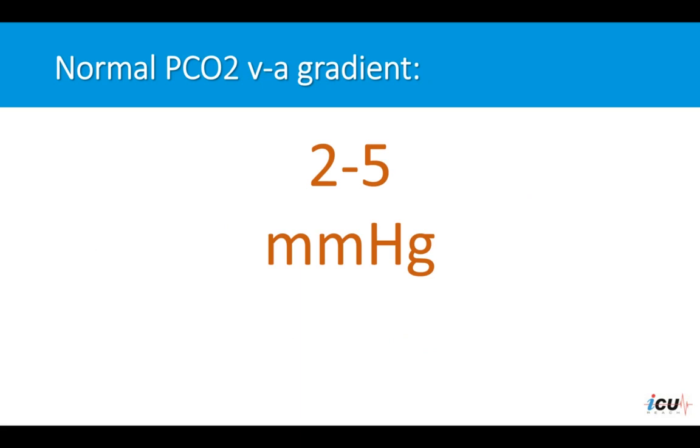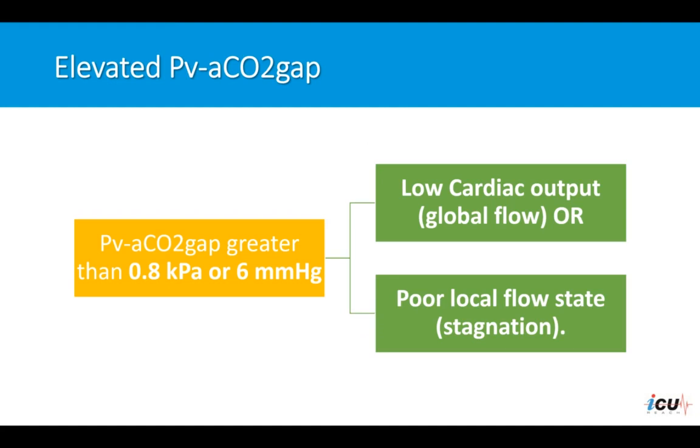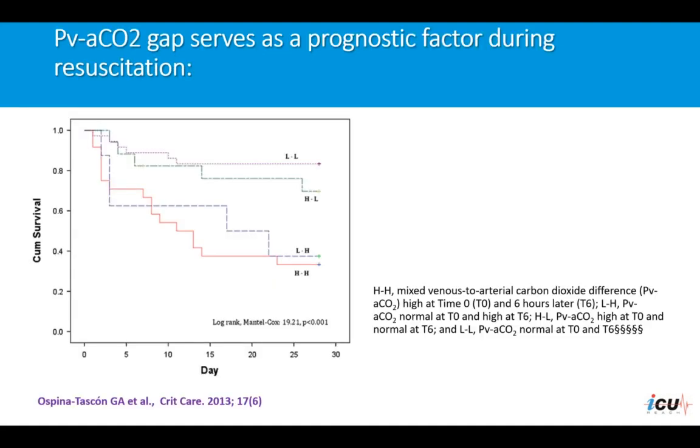The gradient is usually less than 6, between 2 and 5 millimeters of mercury, and it gives you an idea. If it is higher than 6 millimeters of mercury, it may be because of low cardiac output, which is the global flow, or poor local flow state in cases of stagnation. And it is also a prognostic indicator.